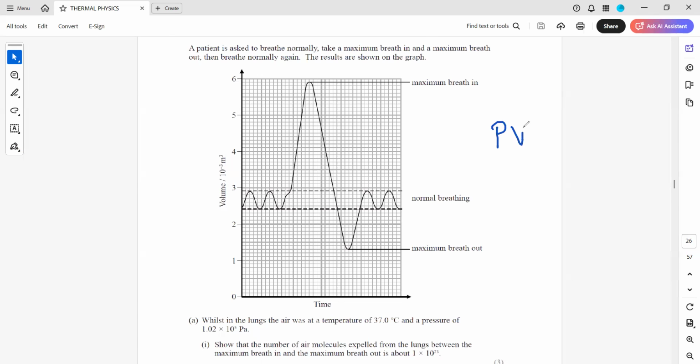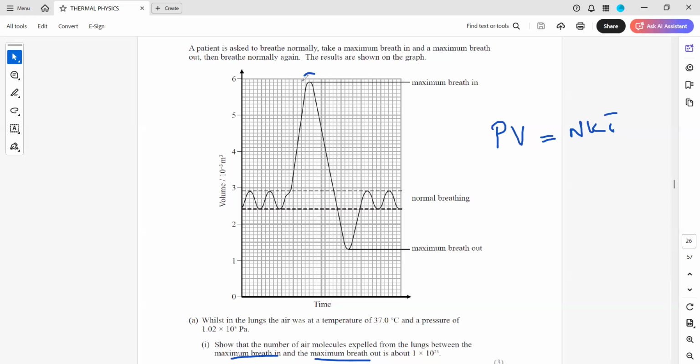We'll use the general gas equation, PV equals NkT, where P is representing the pressure, V is representing the volume which is there in the lungs, N is the number of particles, k is a constant, and T is the temperature. So what could be done? The question is the number of air particles expelled from the lungs between a maximum breath in and a maximum breath out.